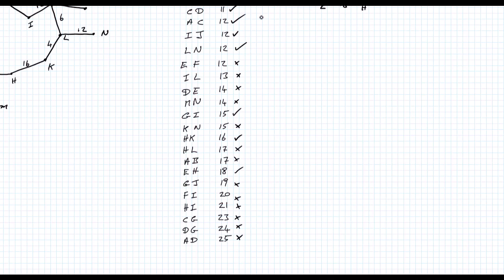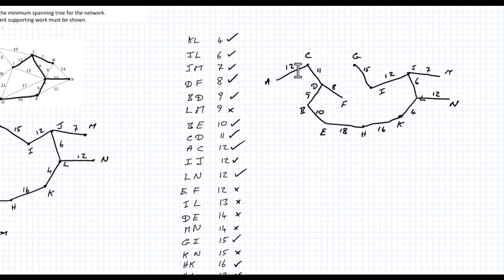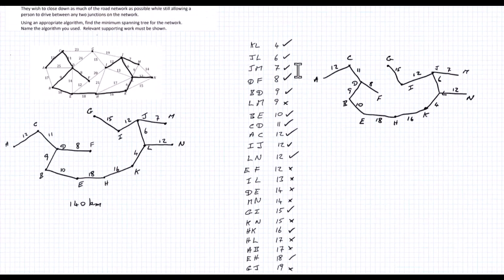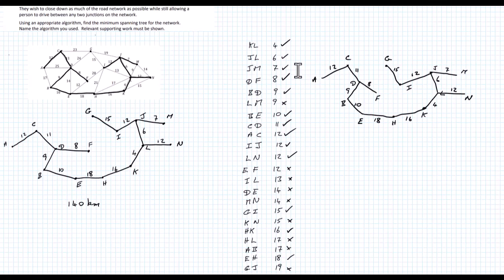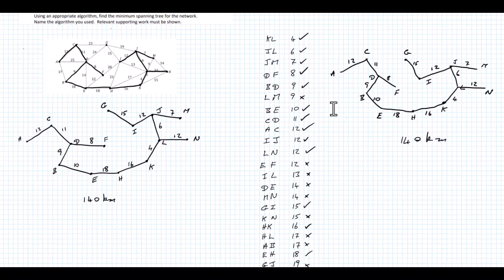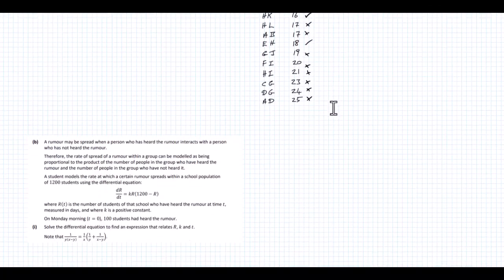Okay, so that's it really. I mean, we have our minimum spanning tree there, and you can see it's actually the same as the one we got when we did Prim's algorithm over here. And if you add up those distances again, of course, you'll also get 140 kilometers. Okay, so let's move on to the next part of the question.